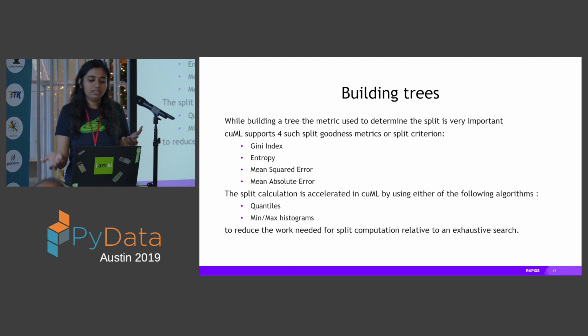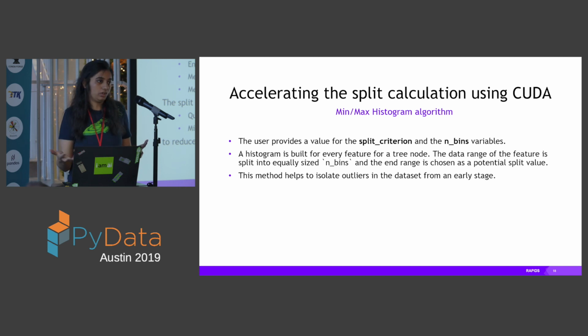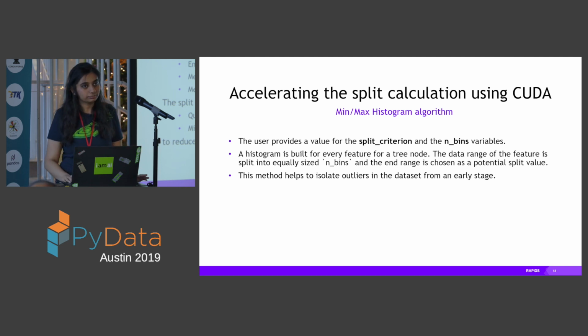But how do you actually speed it up? In order to speed it up, we have split calculation algorithms that help accelerate it, where we can use either quantiles or the min-max histogram algorithm. What this does is it reduces the work required for the split computation in comparison to an exhaustive search, which is generally what is done.